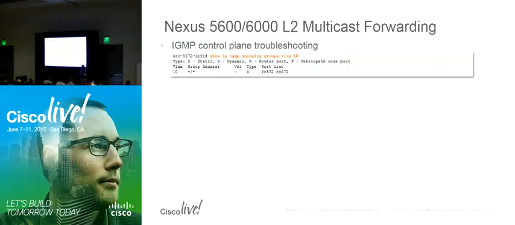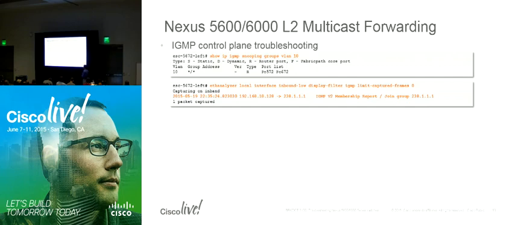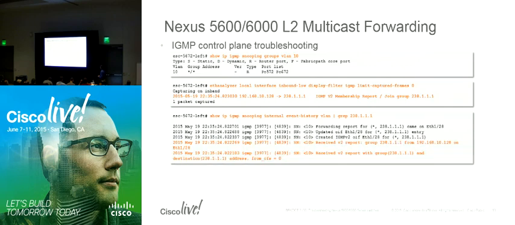So for IGMP control plane troubleshooting, we have a lot of options on this switch, or most Nexus platforms for that matter. So here, let's start off with no IGMP membership report received. I'm going to use Ethanalyzer as my first tool. So I use my Ethanalyzer and use IGMP as a filter. And once my membership report hits the switch, I see an entry there. So at this point, we should start programming the interface for the group.